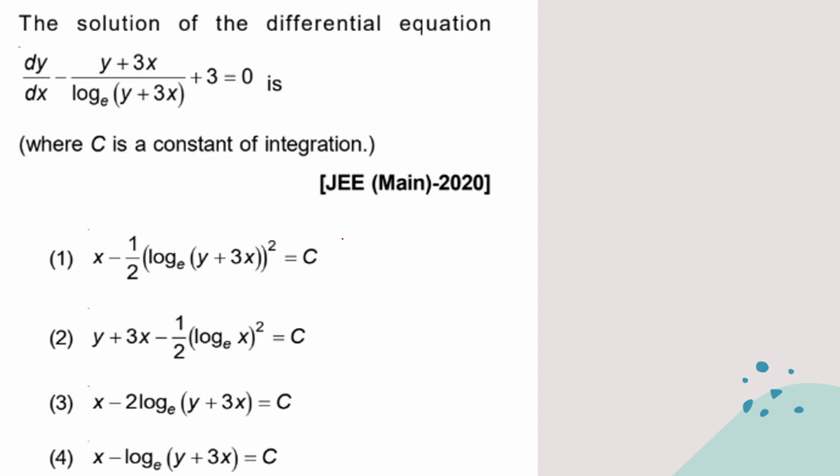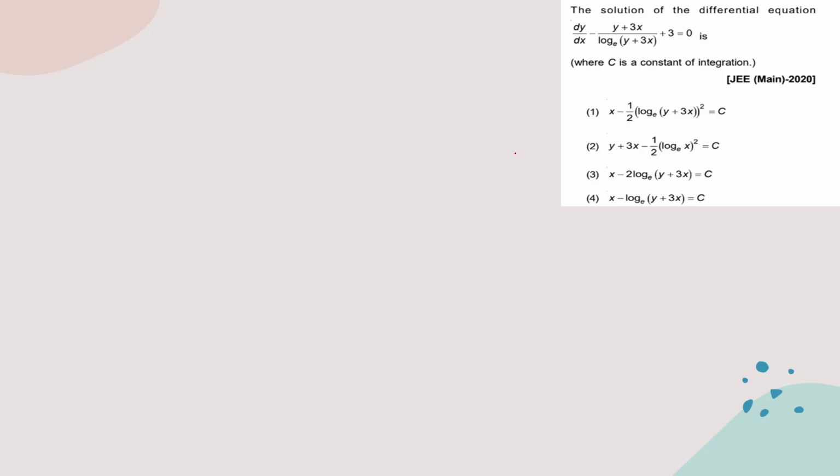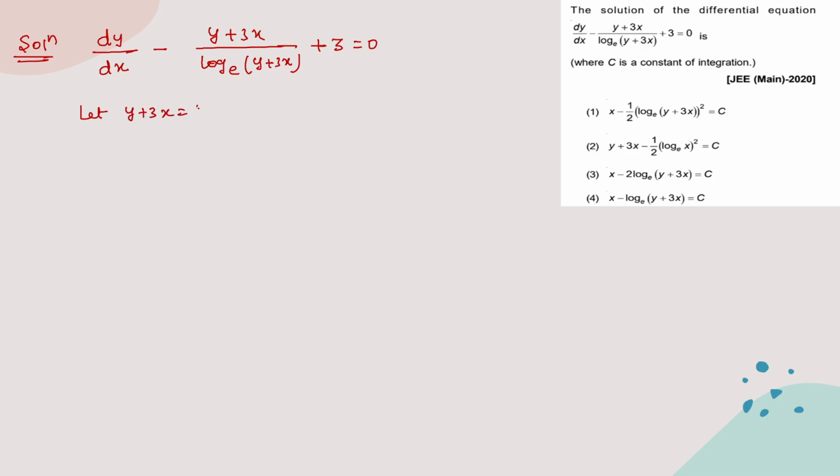The double substitution will be required in this question. Let's solve this. It's not that very much difficult. Okay, the idea you already got. The y plus 3x has to be taken as t. Question is done only at that position. Rest is calculation. Okay, so let y plus 3x as t.